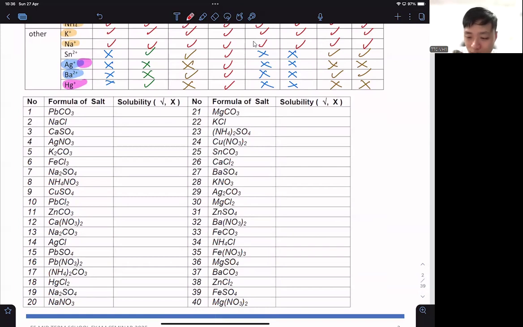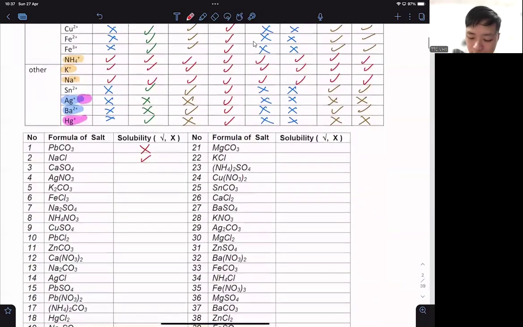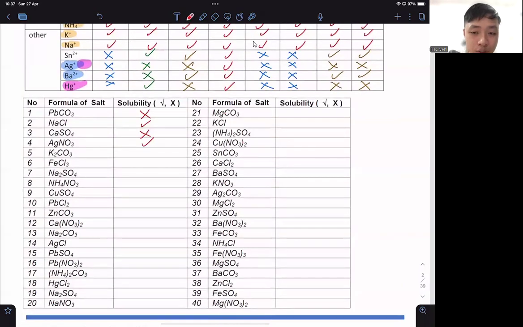Very simple, right? I'm sure you know that. PbCO3, carbonate, insoluble. Na, definitely soluble already. Then calcium sulfate, insoluble. Silver nitrate, soluble. Notice nitrate is all soluble. Nitrate, all the K, right?